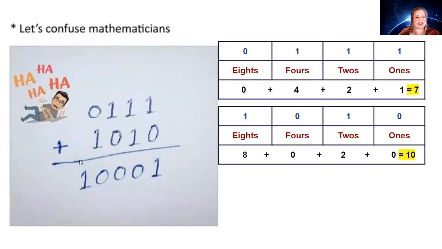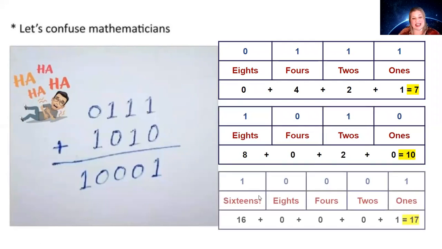So now finally, you notice this down here is 5 spaces where we were working with 4. So what do you think this last space would be to the left? Well, if you guessed 16s, you're absolutely right, because we're going times 2 each time, right? So we have 1 0 0 0 1. So we have 1 16, 0 groups of 8s, 4s, or 2s, and 1 1. You add that together and look, 17. And if we were to add these, 7 plus 10, sure enough, we would get 17. So that checks out.